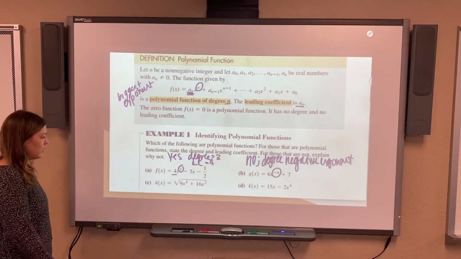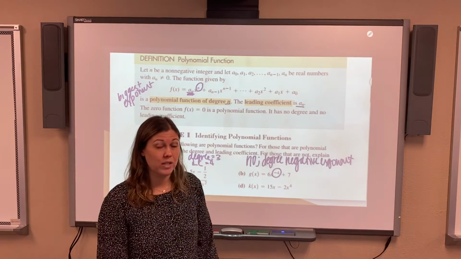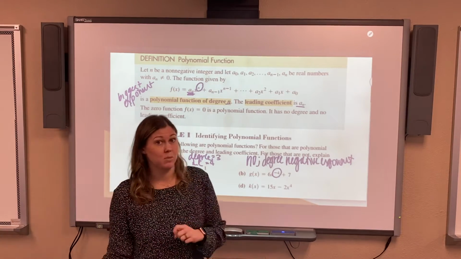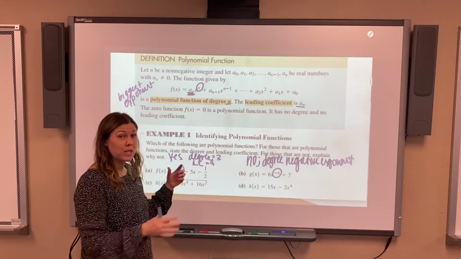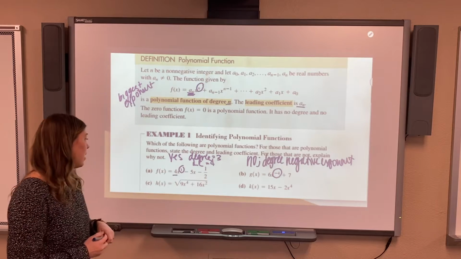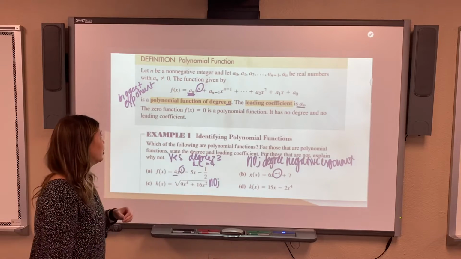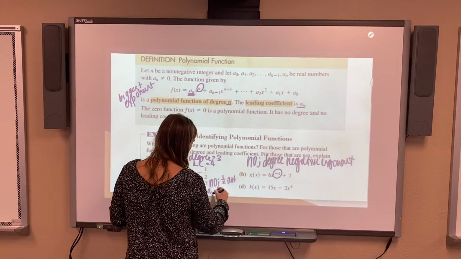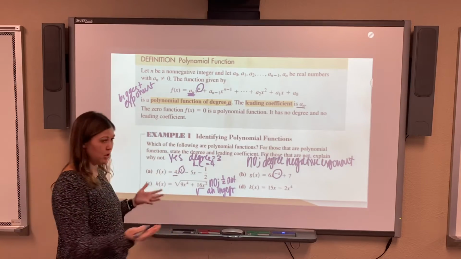Okay, let's look at C. We have h of x equals the square root of 9x to the 4th plus 16x squared. This whole thing is under the square root, which is the same thing as being raised to the 1/2 power. We cannot simplify that because this is a binomial. We can't simplify 9x to the 4th plus 16x squared because they're two separate things. So no, this is not a polynomial, because 1/2 is not an integer.